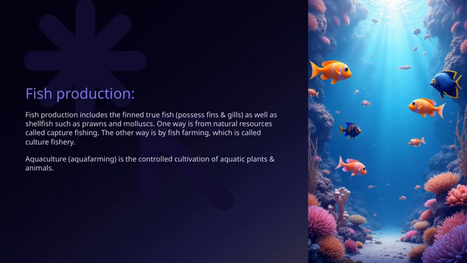One is through capture fishing, where we rely on natural resources to catch wild fish and shellfish. The other method is fish farming, also known as aquaculture or culture fishery, where we cultivate aquatic organisms in controlled environments. Aquaculture is essentially the controlled cultivation of aquatic plants and animals, allowing us to meet the rising demand for seafood while managing the sustainability of our marine and freshwater resources.